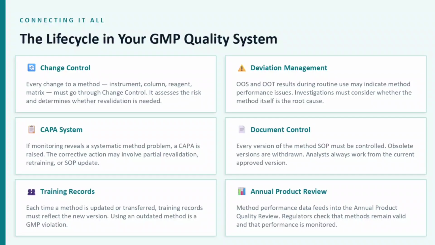And finally, the annual product quality review. This document, which is required by both FDA and EMA, includes a review of analytical method performance. Inspectors look at whether methods are being monitored, whether performance is stable, and whether the life cycle is being actively managed. Method lifecycle management is not just a laboratory activity. It is a quality system activity.